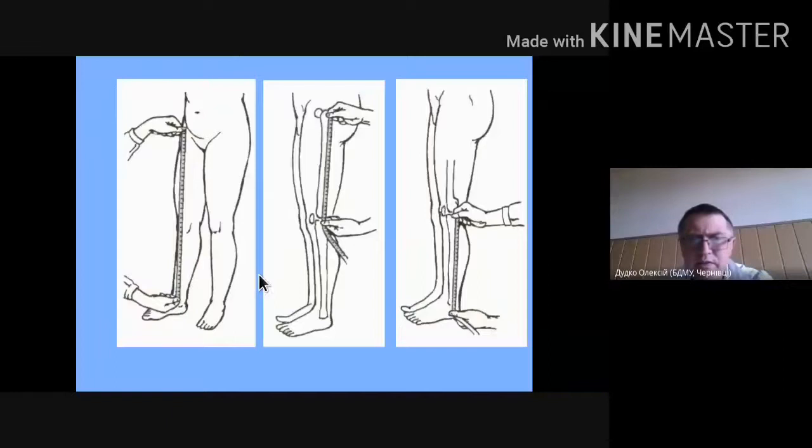Measurements of the femur are from the tip of the greater trochanter to the gap between the epicondyle of the femur and the tibial head. The same measurements for the tibia should be done from the gap of the knee joint to the tip of the lateral malleolus. Again, I will say that we should compare measurements on one side with measurements on the other side.